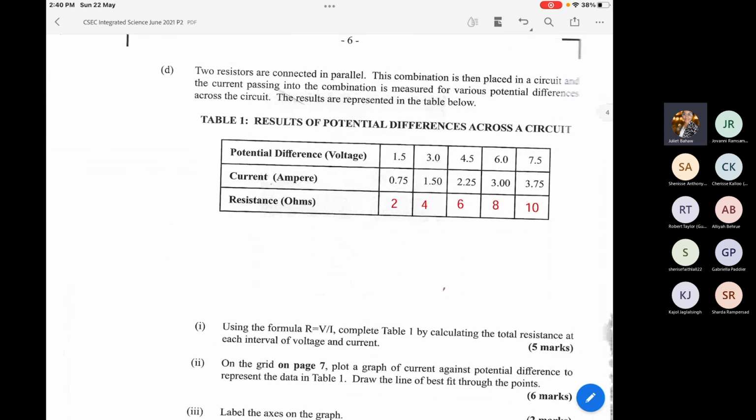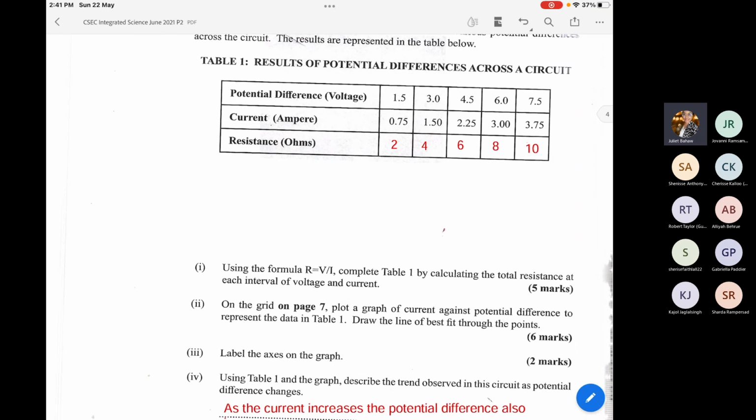All right, for this one, 2 resistors are connected in parallel. This combination is then placed in a circuit and the current passing through the combination is measured for various potential differences across the circuit. So they give you voltage and ampere. You have to fill in the resistance in ohms. So using the formula R = V/I, complete table 1 by calculating the total resistance at each interval of voltage and current. So when you divide it, you realize it's 2 for each one. So to calculate the total, you just add the previous one.